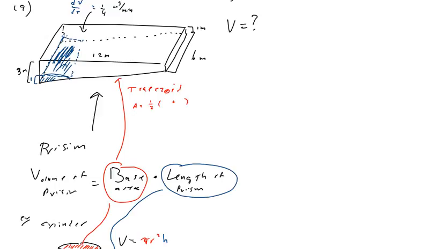Trapezoid? Well, it's very similar to a triangle. Area of a triangle is 1/2 base times height. The problem with the trapezoid is we have two bases. We have this base over here of 3, and another base over here of 1. And so to compensate, the area of a trapezoid is 1/2 of base 1 plus base 2 times the height. And that is the area of a trapezoid.